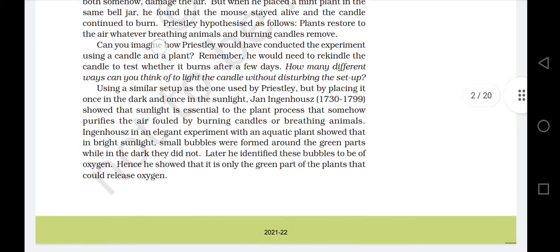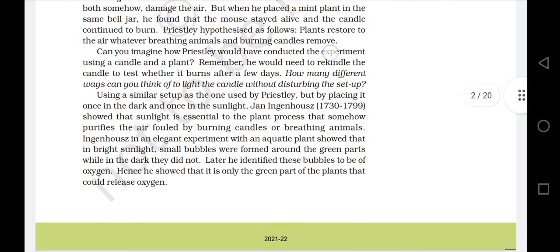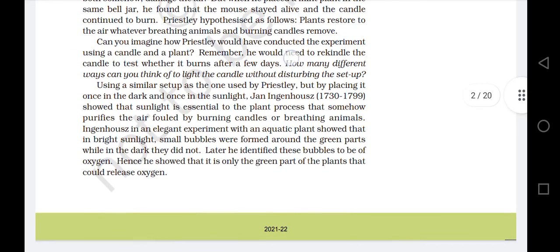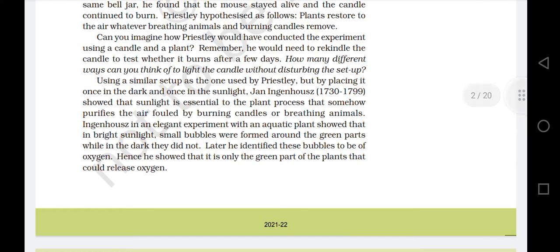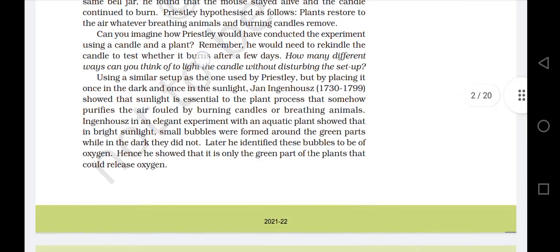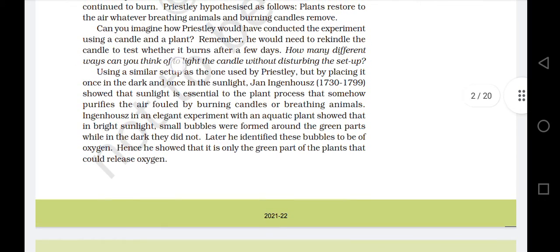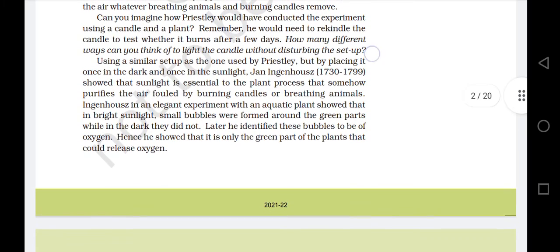Can you imagine how Priestley would have concluded the experiment using a candle and a plant? Remember, he would need to rekindle the candle to test whether it burns after a few days. How many different ways can you think of to light the candle without disturbing the setup?